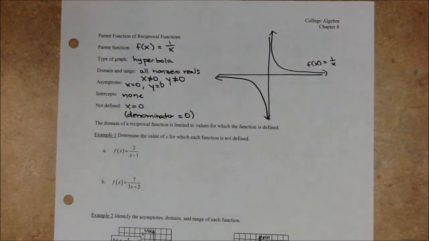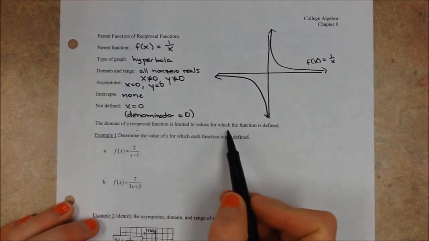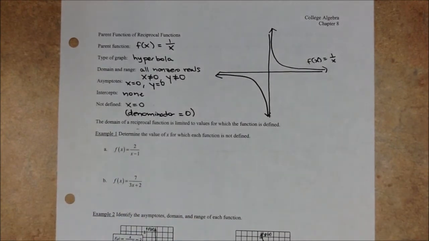And we'll talk later about how the transformations will change the graph: move up, down, left, right, scale, flip, all of the fancy things that transformations can do. This I wrote down right here. The domain is limited to values for which the function is defined, and the function is not defined whenever the denominator is equal to 0.